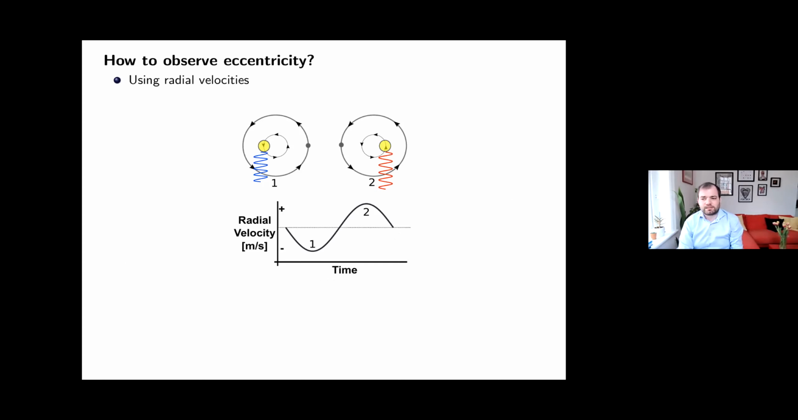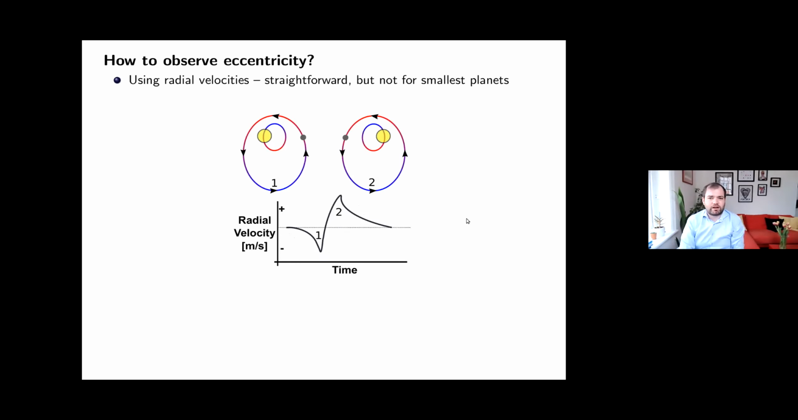And so you can just measure that. If, on the other hand, the orbit's eccentric, then you get these regions where star and planet are close to each other. And when they are, they're moving faster. And so you get this kind of non-sinusoidal shape as a function of time for the radial velocity. So this is how we measure RVs, how we measure eccentricities from RVs.